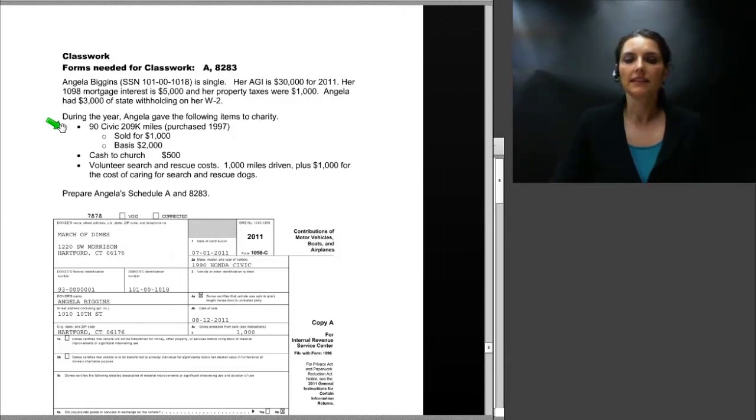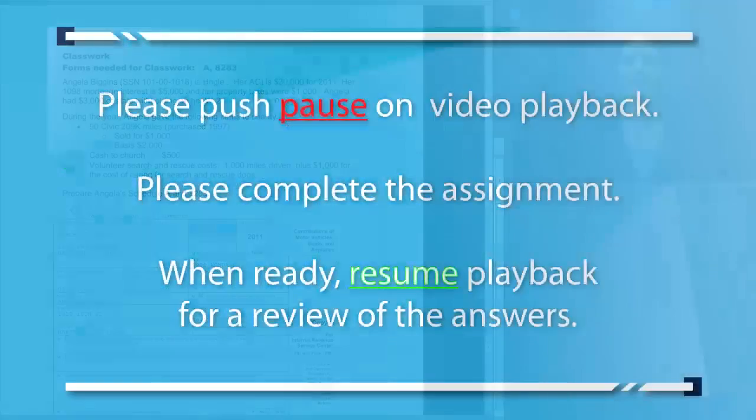A 1990 Civic with 209,000 miles that she purchased in 1997. It sold for $1,000 at auction. The basis in the car was $2,000, and she also donated $500 of cash to her church during the year. She had some volunteer search and rescue costs. She drove 1,000 miles, plus she paid $1,000 for the cost of caring for search and rescue dogs. Prepare her Schedule A.